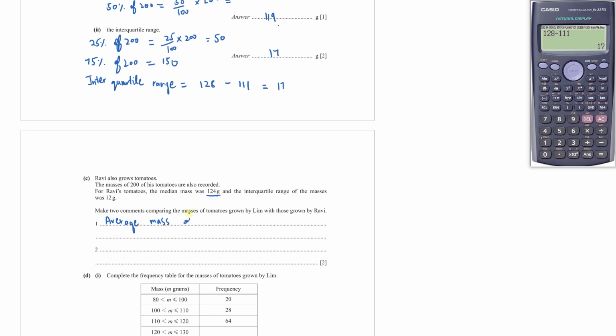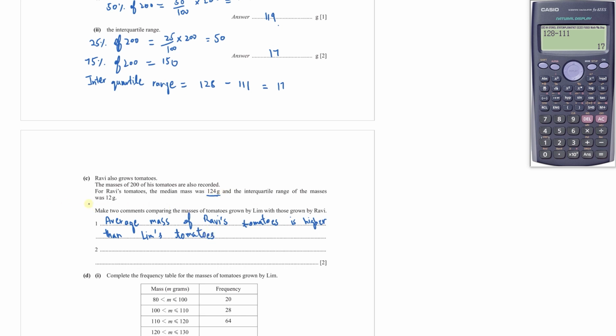So average mass of Ravi's tomatoes is higher than Lim's tomatoes.